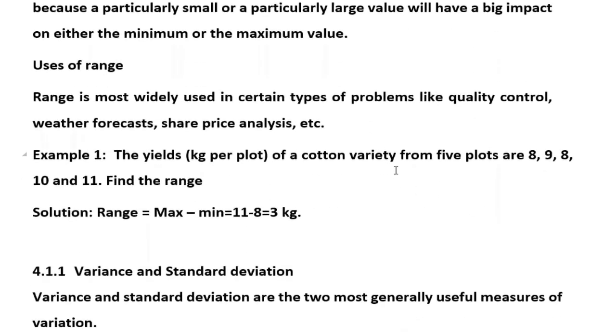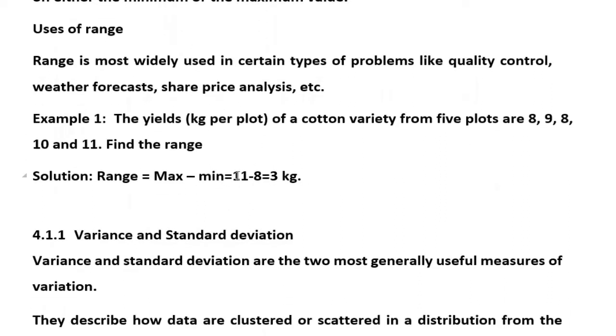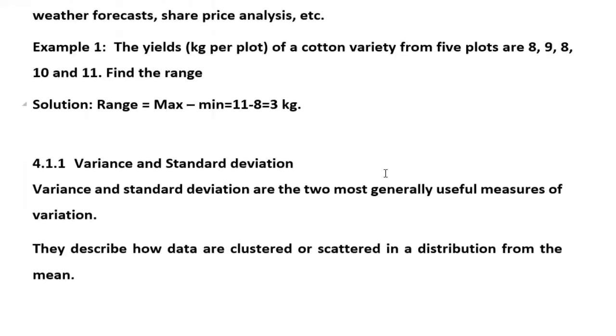So there is some production of cotton in kg. What is the range of the production? It is the maximum minus the minimum. Maximum production is 11, minimum is 8. You get 3 kg. So the range of production is from 8 to 11, and the range is 3 kg.